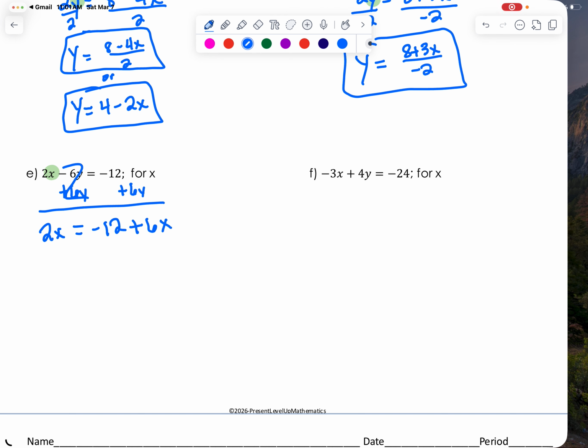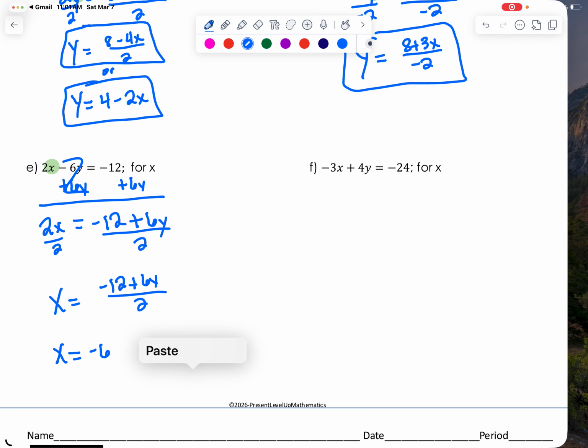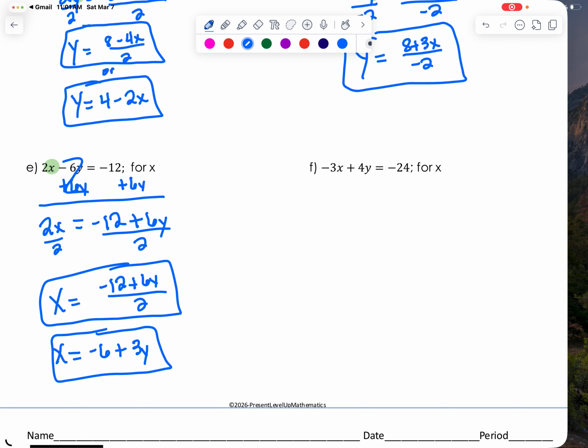Oh, not 6x, 6y, excuse me. Why did I say x? That should be 6y. All right, now we'll divide both sides by 2. So x equals negative 12 plus 6y divided by 2. If you want to simplify that a little further, negative 12 divided by 2 is negative 6, and 6y divided by 2 is 3y. So I would accept either one of these answers. Because both the terms in the numerator were able to divide by 2, it was pretty easy to simplify it.